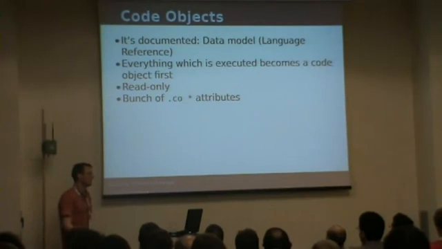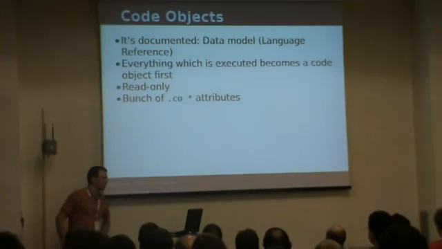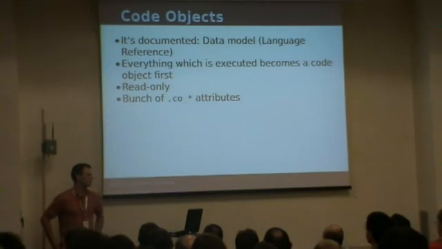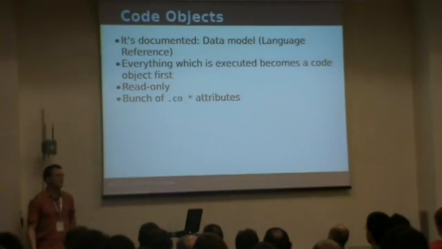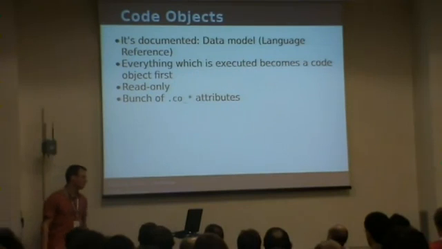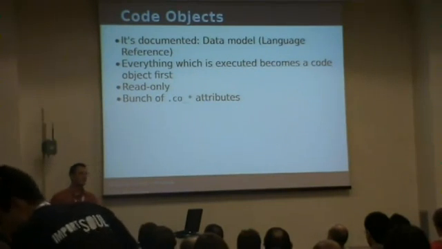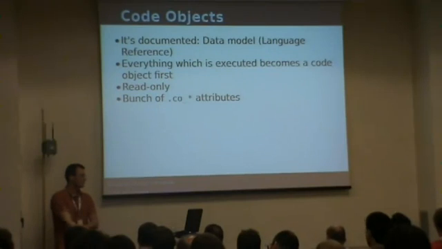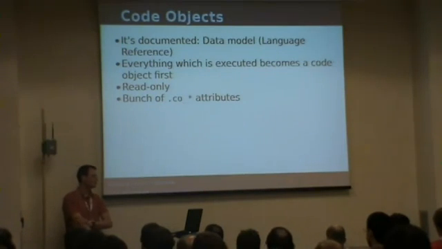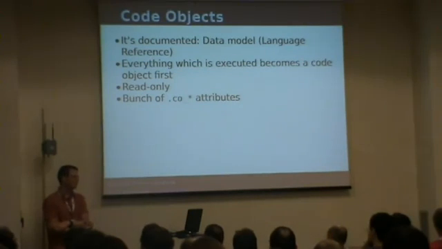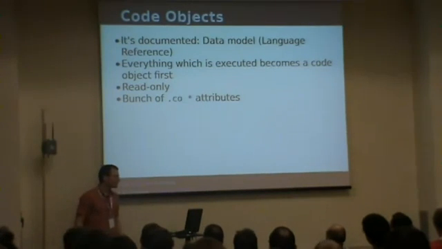The great thing about it, it's documented. In the language references, there's a data model section, and that's a very interesting section when you're looking at internals in Python. It explains a lot of those. As already mentioned, I think everything that will get executed first gets compiled into a code object. They are read-only, so you can't actually modify those at all. You can create new ones if you really want to, although it's slightly complicated.